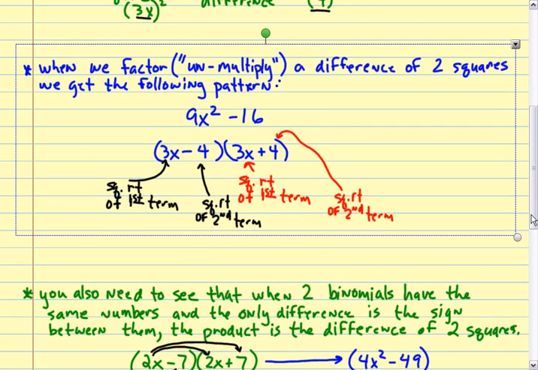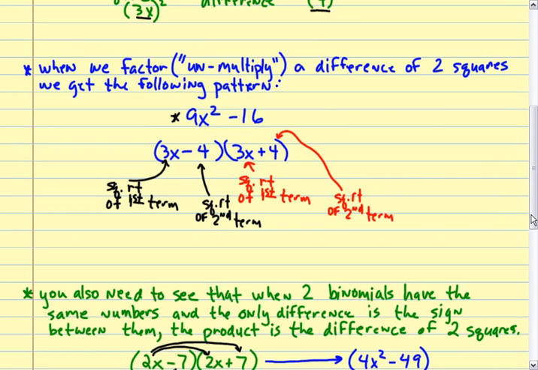Now, when we factor, and remember, factoring is unmultiplying. When we factor a difference of two squares, we get the following pattern. All right, now I'm going to use the example that we had above, 9x squared minus 16. Okay? Now, when we factor it, that means writing it as two things multiplied together. We're going to get two binomials, which you're going to see right here. And the first term, 3x, is the square root of this. The second number is the square root of this. And we get the same thing in the second binomial, right? 3x and 4.